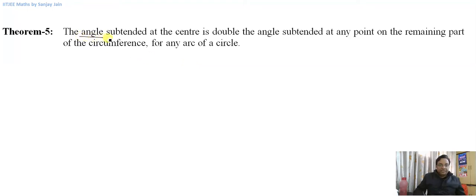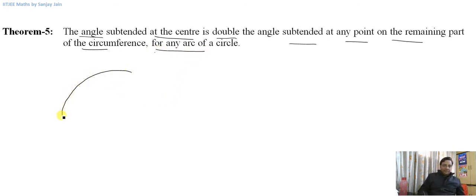The angle subtended at the center is double the angle subtended at any point on the remaining part of the circumference for any arc of the circle. So let us discuss a few scenarios.